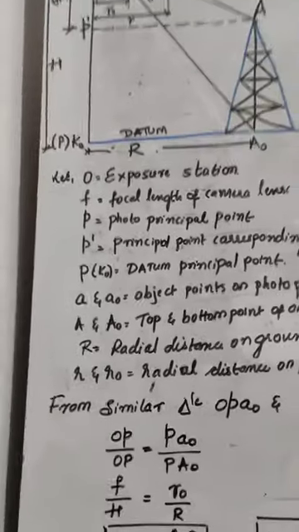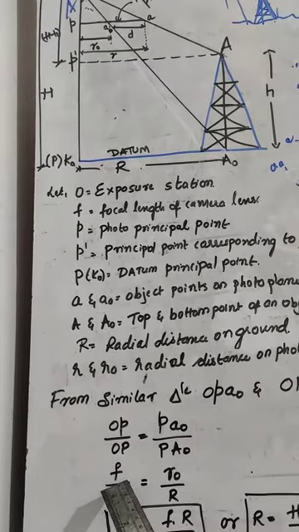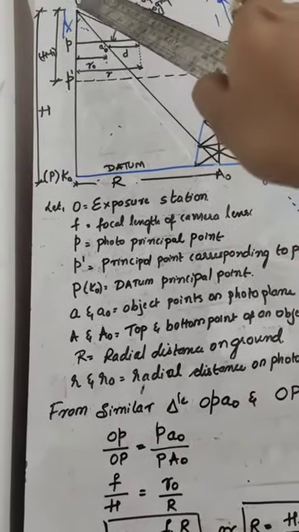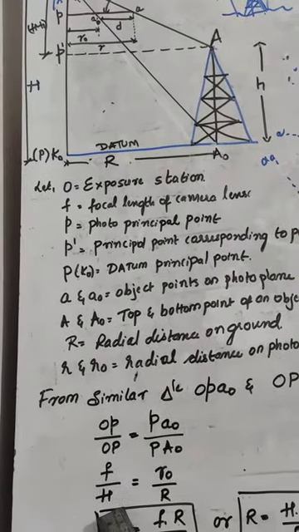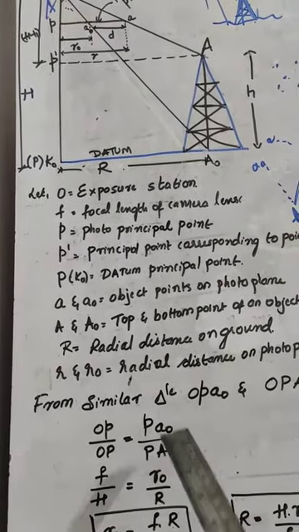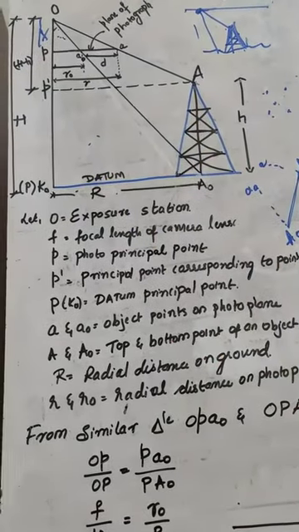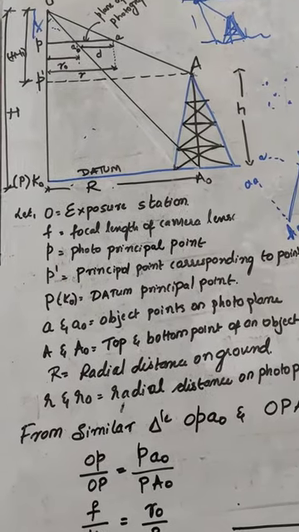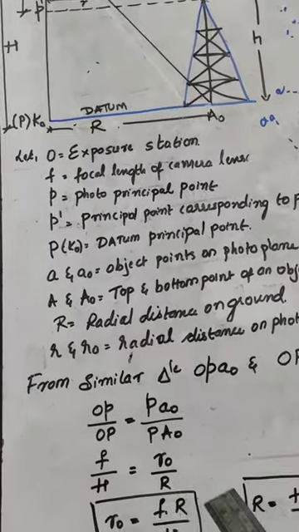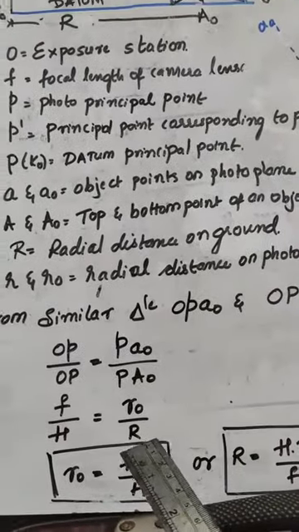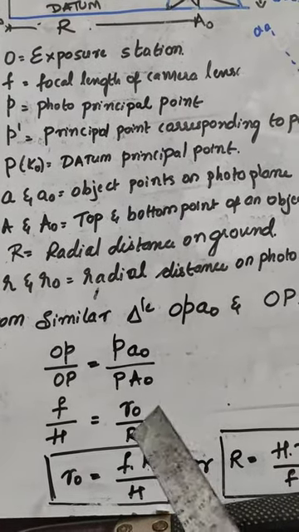Okay, so that OP distance, this O to P, is taken as F. Then from O to capital P, that is the bottom, it is the flying height H. Next, coming to P A0, this distance is represented as r0, and the bottom distance, that is P capital A0, is represented by capital R. So we have substituted this, and finally we are taking small r0 from this equation.